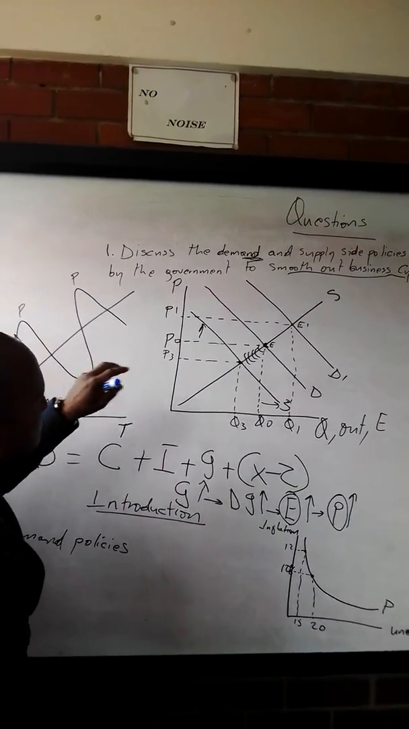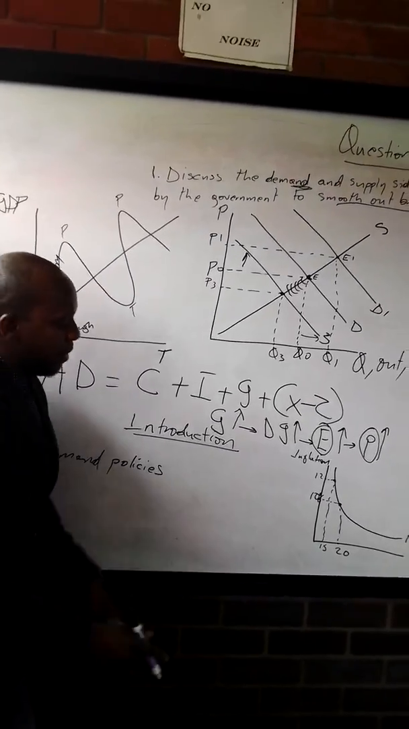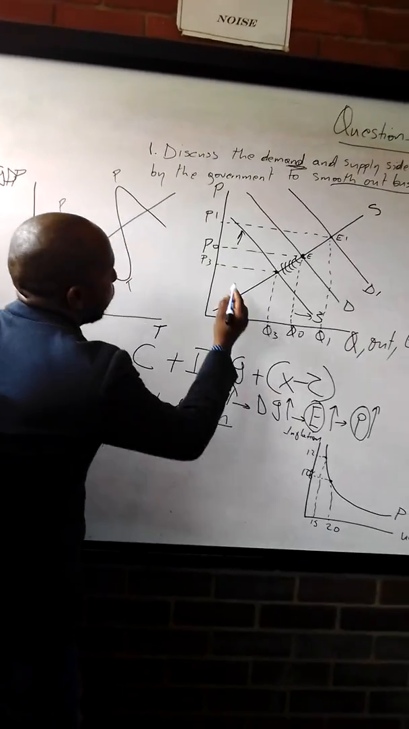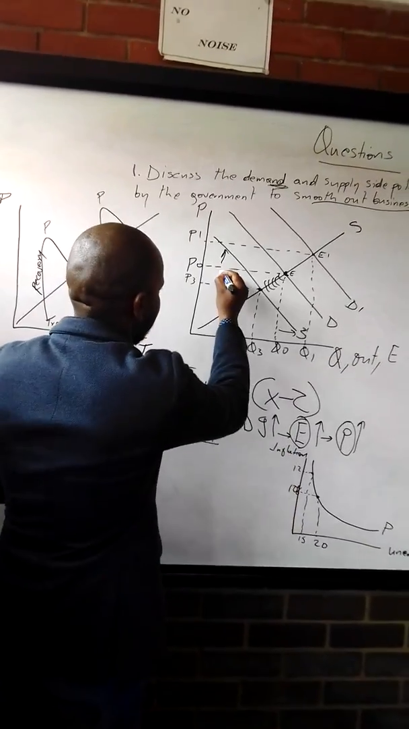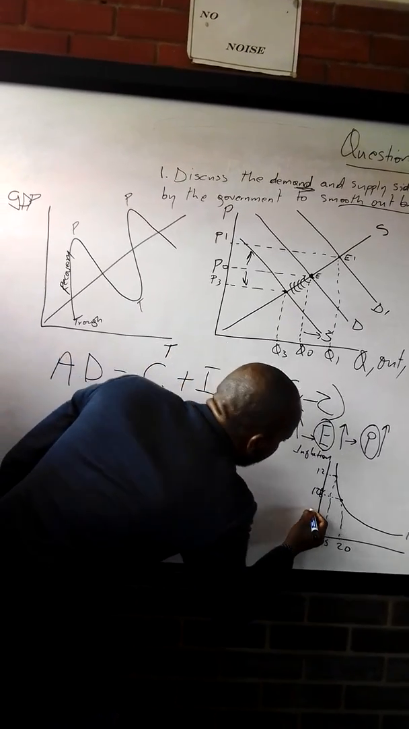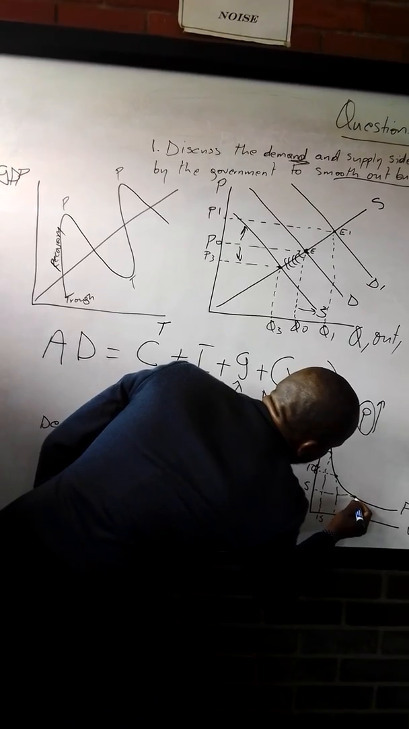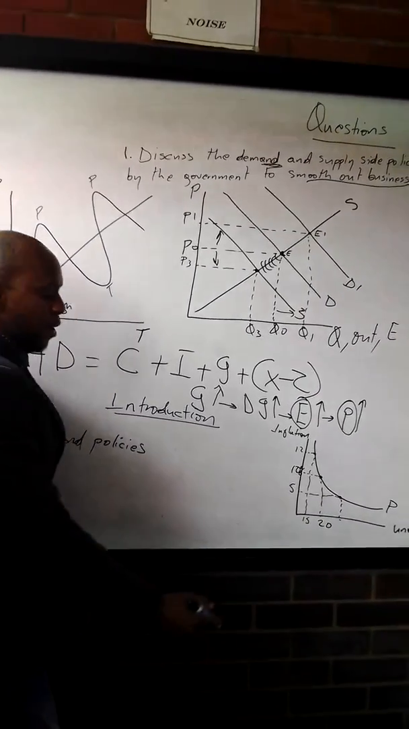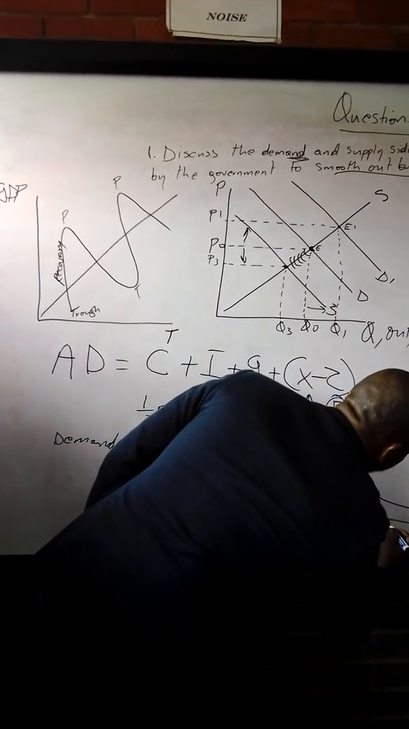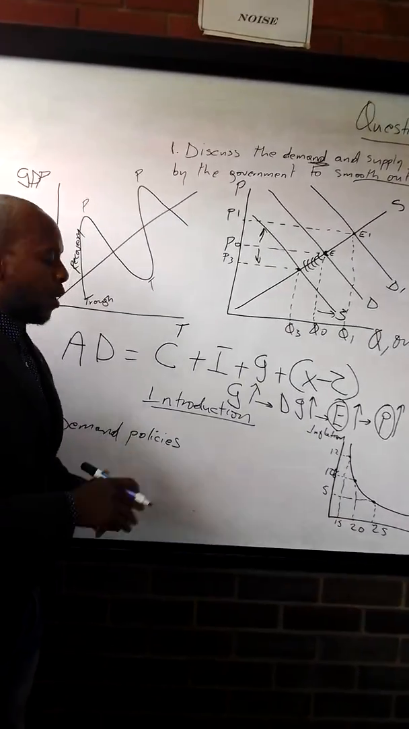So when that takes place, we will see on the Phillips curve that the inflation rate will decrease because of a decrease in prices here. When the inflation decreases, let's say from 10 to 5, we see the level of unemployment increases from 20 to 25. So this is what is going to happen.